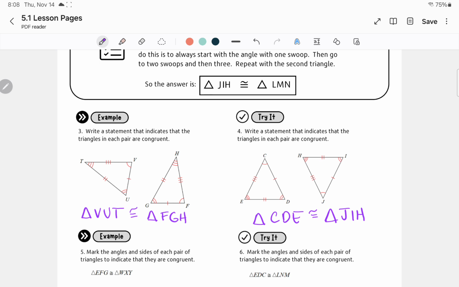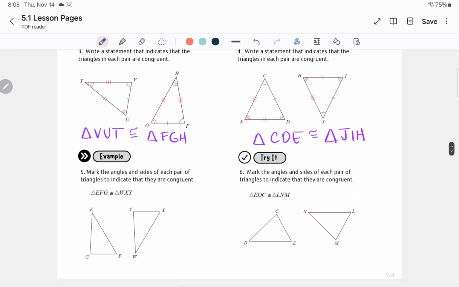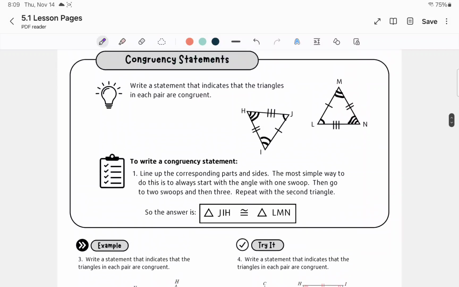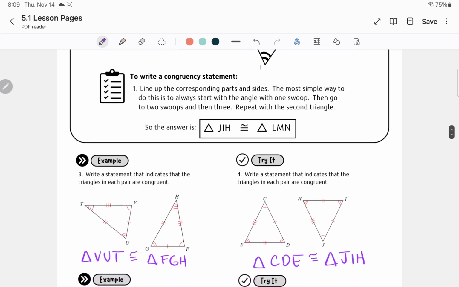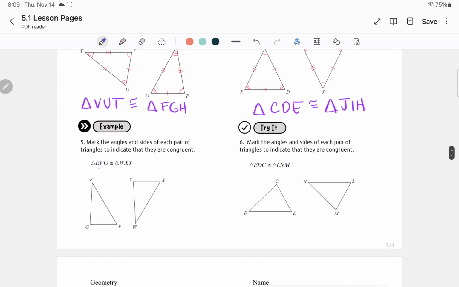All right. So now our last part is the drawing, marking the diagram. It says mark the angles and sides of each pair of triangles to indicate that they are congruent. So we're going to go with the same concept, just kind of in reverse, right? So we know the statement, so we know the order of the swoops. So it says E, F, G. So I'm going to start with 1 swoop on E. And then F is going to have 2 swoops. And then G is going to have 3.